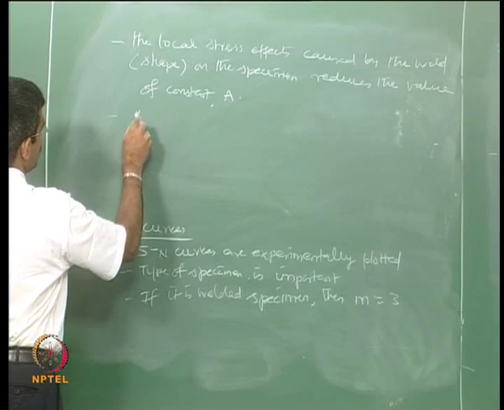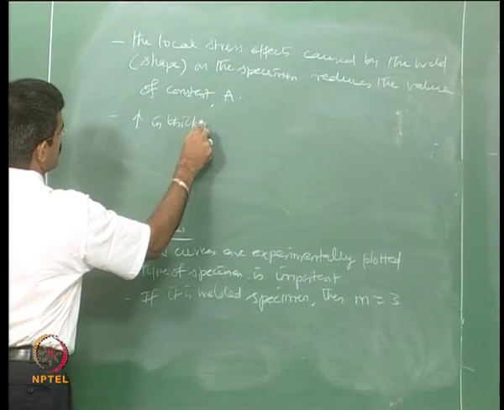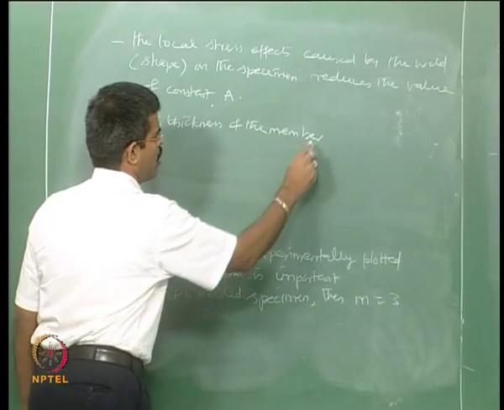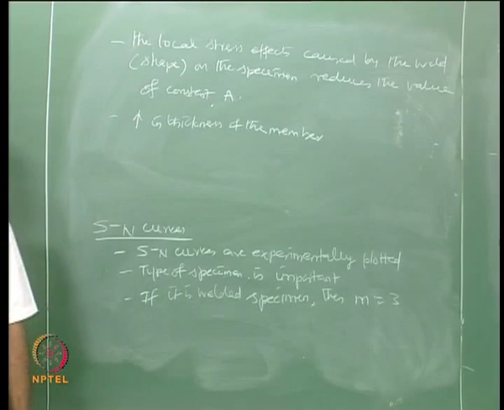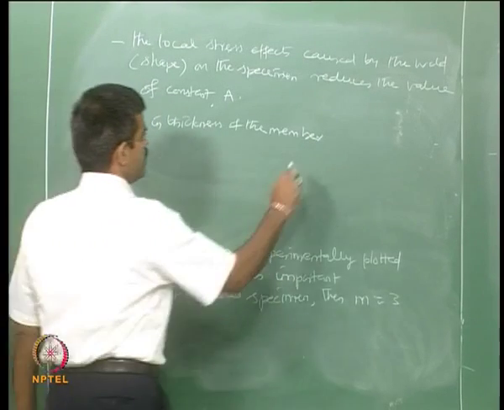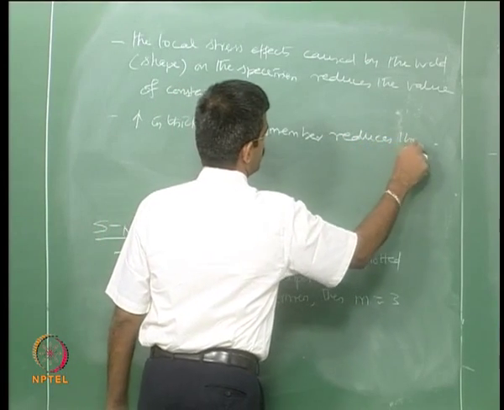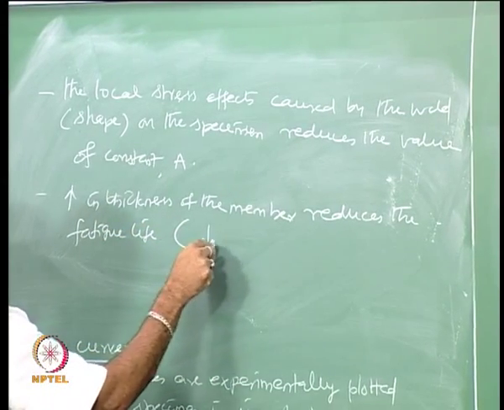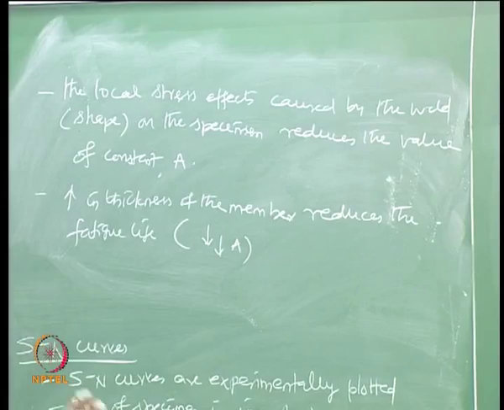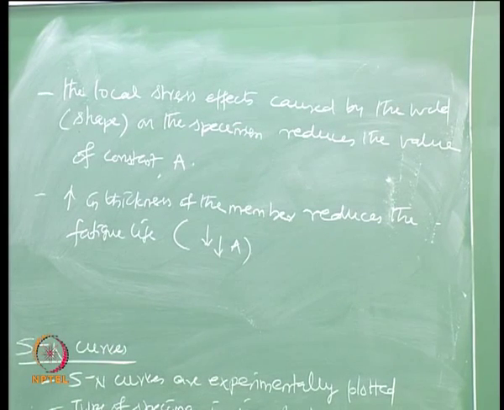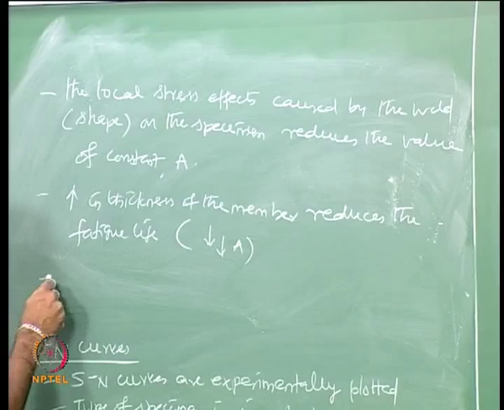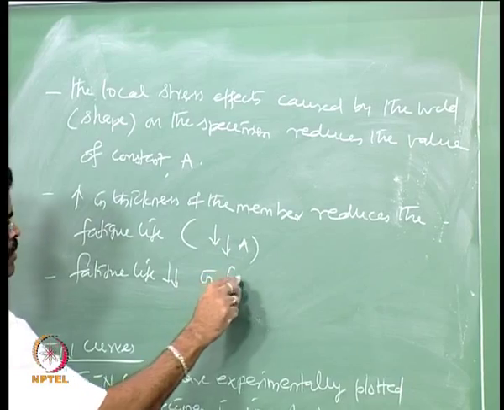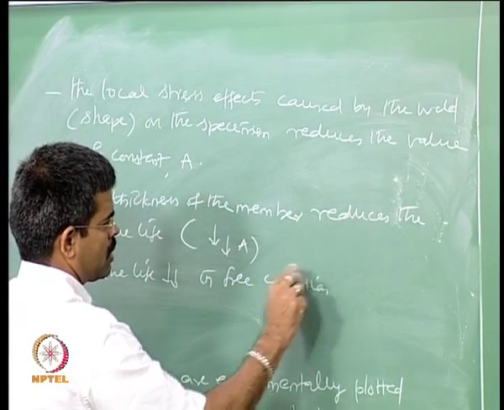Next point is that increase in thickness of the member also affects the SN curve. It reduces the fatigue life. That is, it reduces A significantly, the value of A, which is a constant. And as we all know, fatigue life is decreased in free corrosion condition.